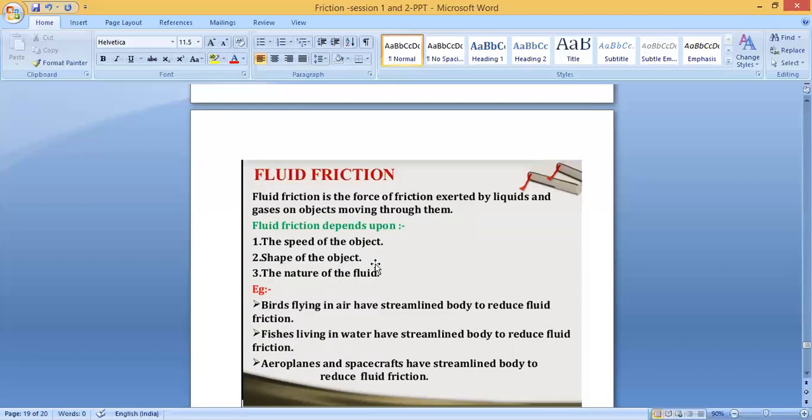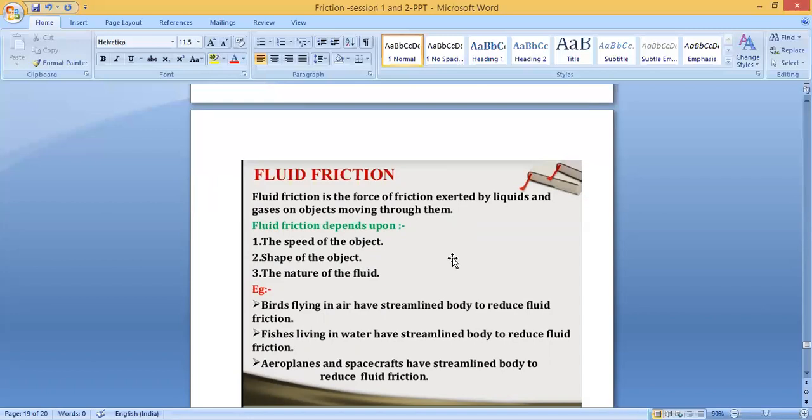The second thing is the shape of the object. Birds, fishes, aeroplanes, all of these have a streamlined shape. So the birds can fly in the air. You see the shape of the bird, that is called a streamlined shape. Even the aeroplane looks like a bird because they can cut through the air, since there is an opposing force, opposing resistance, that is called frictional force. They have to cut through this air resistance and move forward. To make it easier, for bird or aeroplane, the body has a streamlined shape.